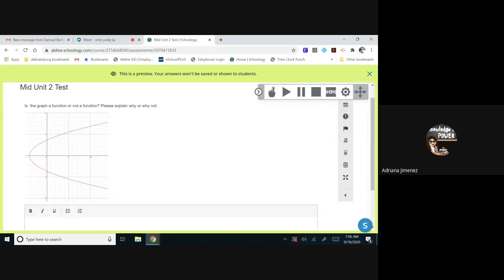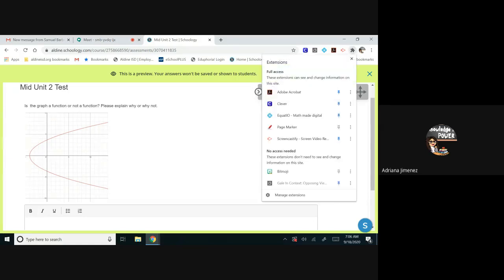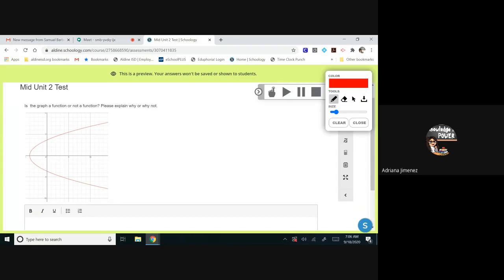All right, graph this function. Is the graph a function or not a function? Explain why. All right, we have a graph. We talked about it. What are the ways that you can determine if this is going to be a function or not? You draw the vertical line test. If it touches 2 times, then it's not a function. So you're going to tell them, use vertical line test.